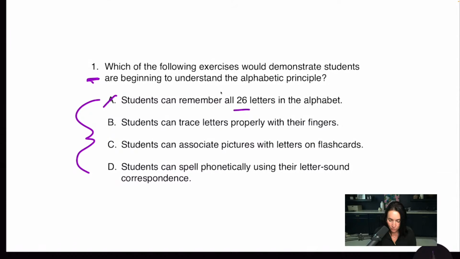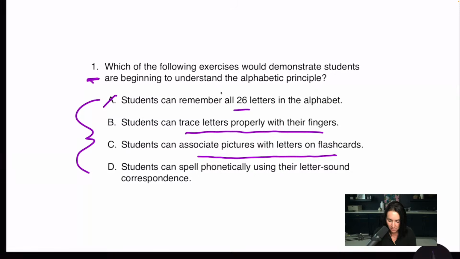B, students can trace letters properly with their fingers. Okay, that's part of the beginning stages of learning letters. I like it. Okay, I'm not going to make it my number one, but I'm going to just leave it. C, students can associate pictures with letters on flashcards. Okay, that's part of the pre-alphabetic stage. Before we understand words, we'll often associate with pictures. So I'll leave it there.